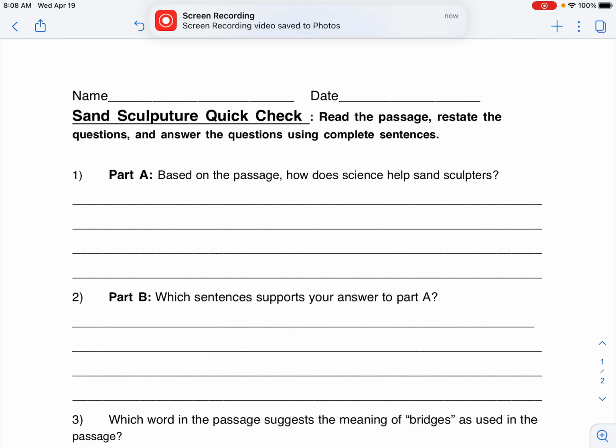Okay, boys and girls, you should have your close reading book opened up to page 6, and the passage is called Sand Sculpture. Let's read our directions. It says, read the passage, restate the questions, and answer the questions using complete sentences. Let's look at number 1, part A. Based on the passage, how does science help sand sculptors?